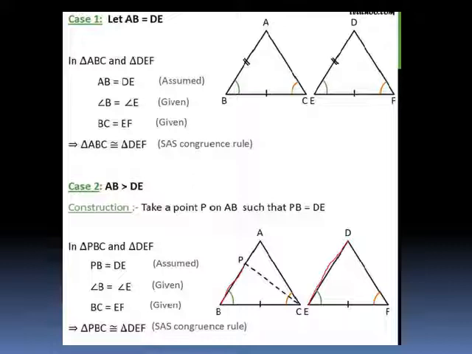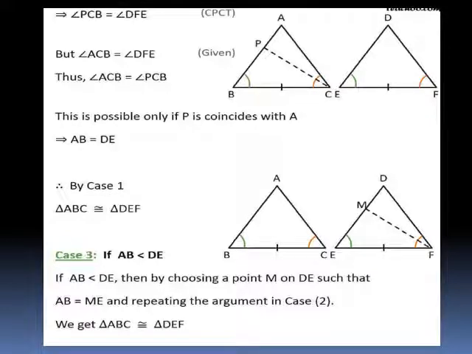After you have shown the congruence by the SAS axiom, what do you observe? You observe angle PCB is equal to angle DFE using CPCT. Now CPCT means congruent parts of congruent triangles. This you already know from lower classes. But angle ACB is equal to angle DFE. It is already given in the question. Now try to combine these two. You will see that angle ACB is equal to angle PCB from the above two equations.